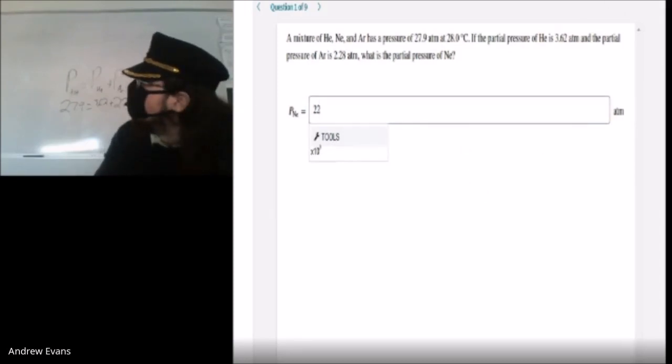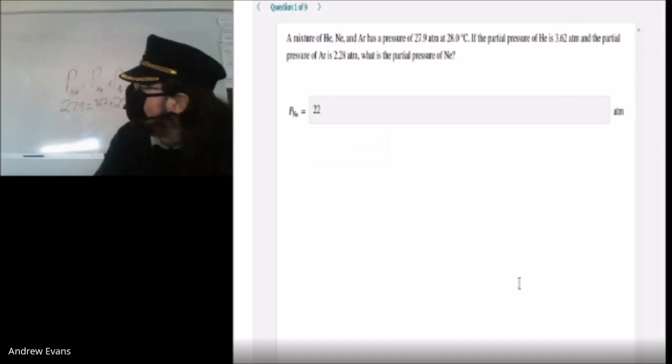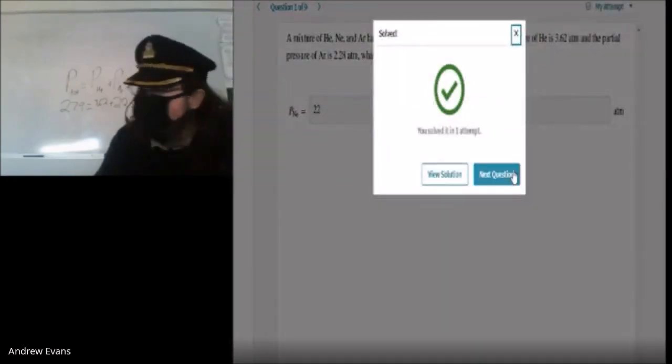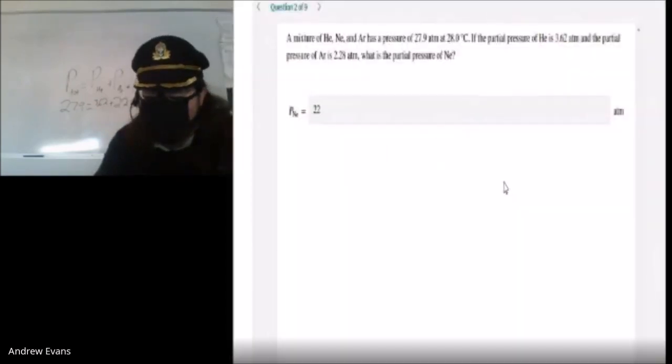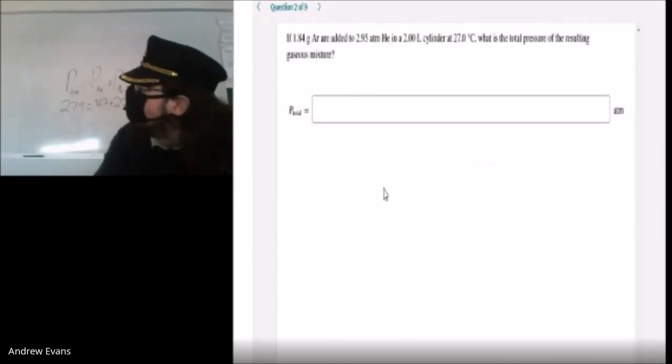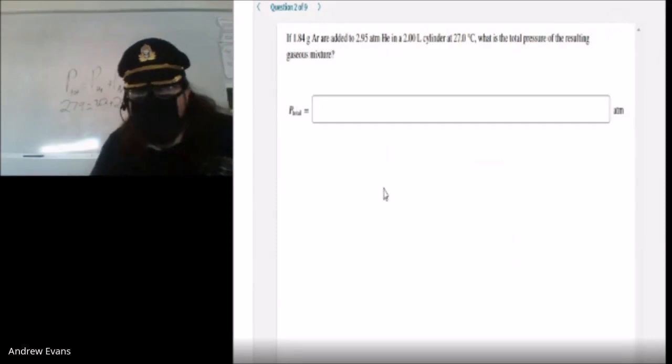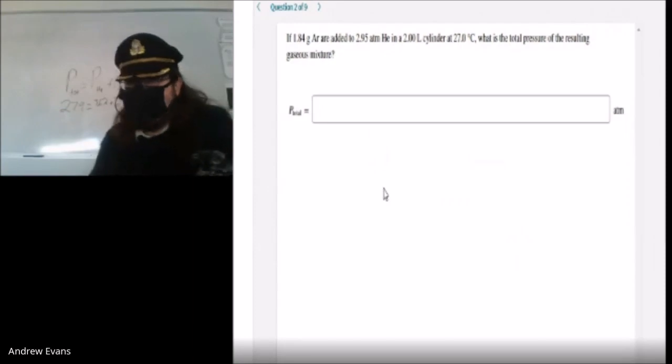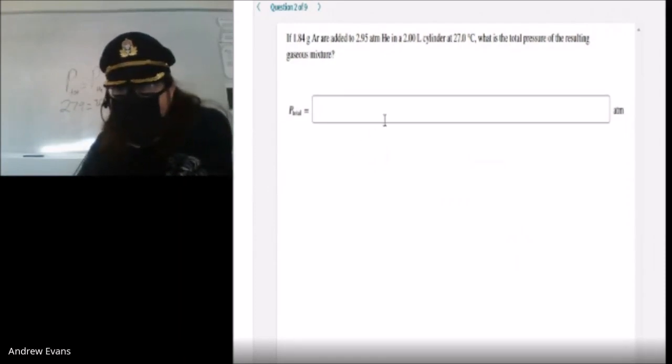Let's check that. Boom. Okay. Now, please note, your numbers may be a little different from my numbers, so you cannot just copy 22 down and be guaranteed to get it. But the setup is going to be exactly the same for this one, or pretty darn similar. Now, this next one is probably the hardest one of these.